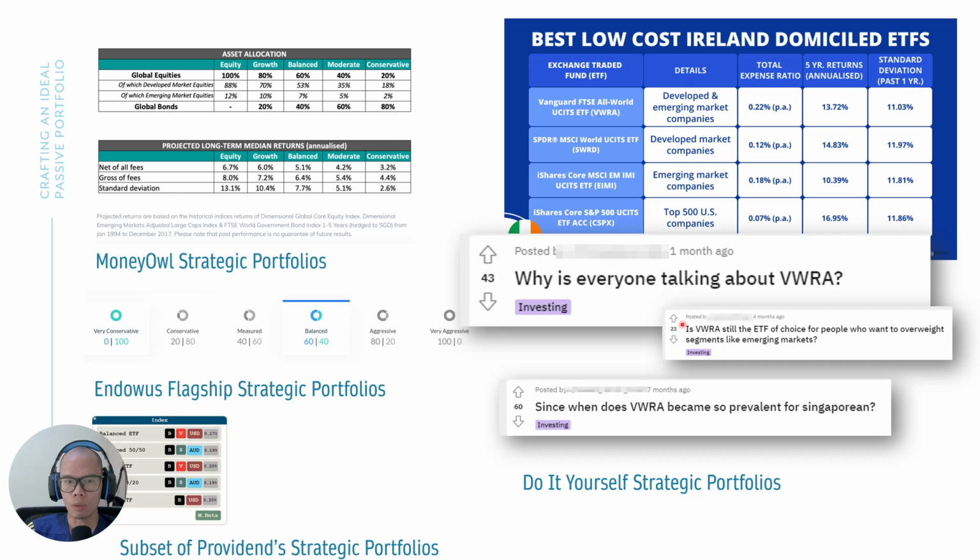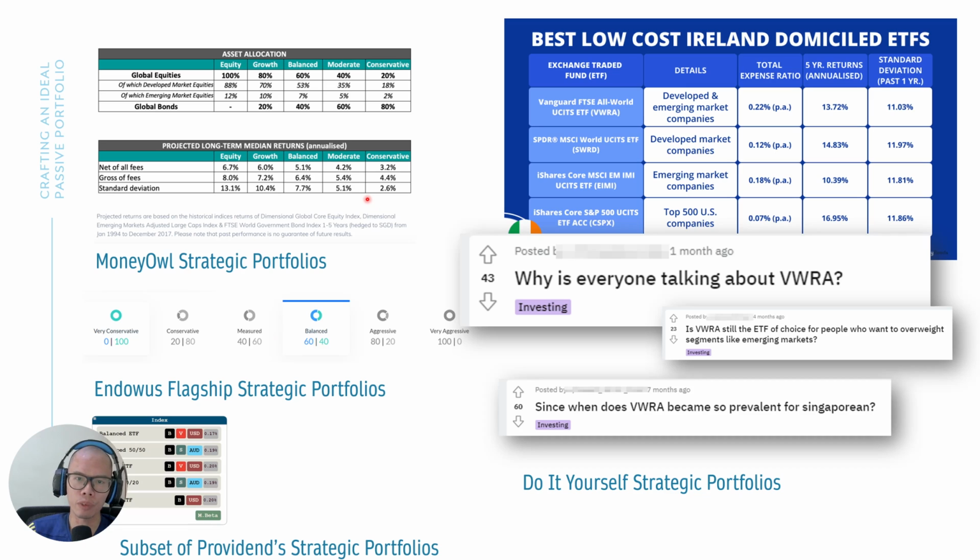So why this comes about is, some of you might not know, but to a lot of people in this space, you would see solutions like this. This chart is a little bit busy, but if people are familiar with some of the financial institutions out there offering cutting edge solutions, you have companies like Endowus or MoneyOwl with their strategic portfolios.